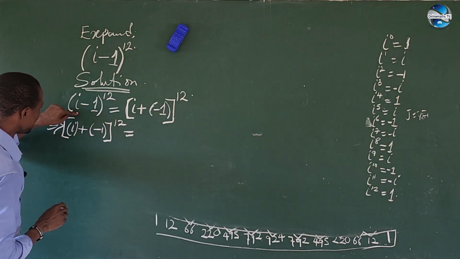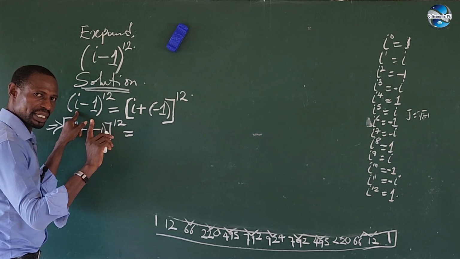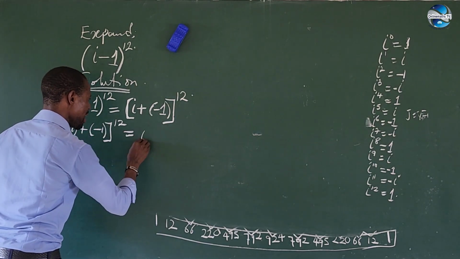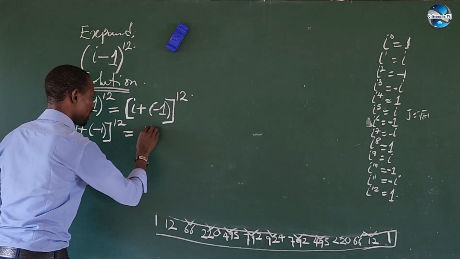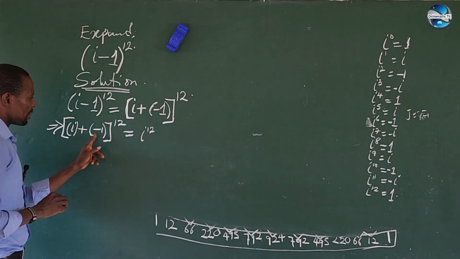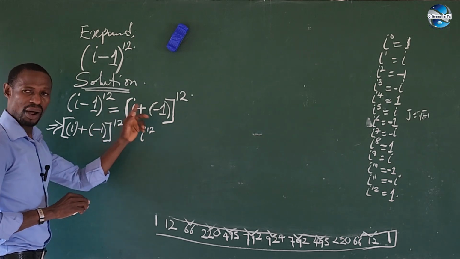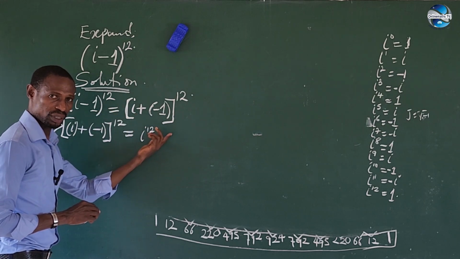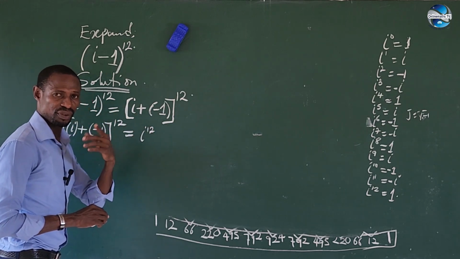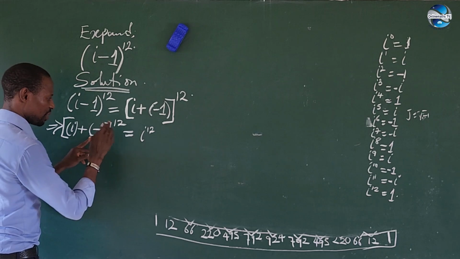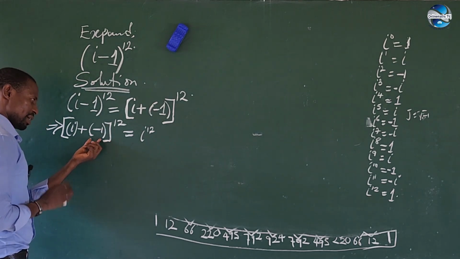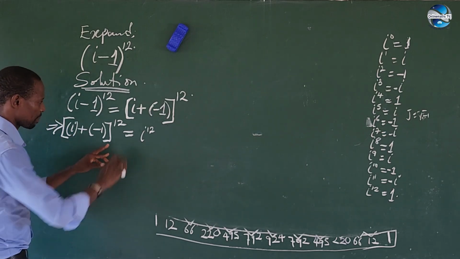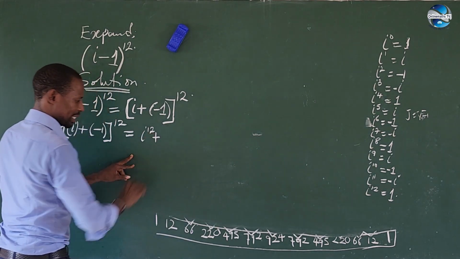Now, we said this term will be decreasing. The coefficient here is 1, so no need writing that 1. So we take iota to the power of 12, and minus 1 to the power of 0, which will give us 1, because anything to the power of 0 gives 1. Remember, we are treating this minus 1 as an entity, and the iota as an entity. So we now go to the next term.